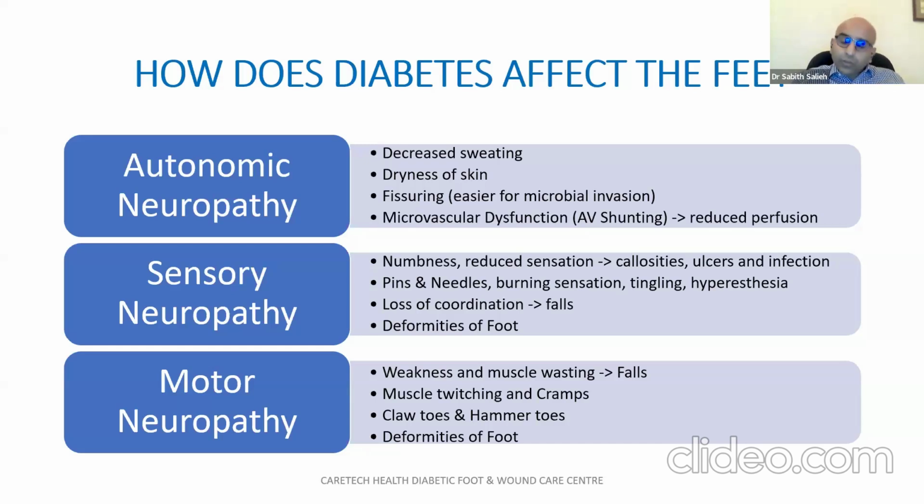And a lot of them also, we know that it affects your proprioception. They have a loss of coordination, high risk of falling, and it also contributes to deformities of your feet, right? The motor neuropathy component causes weakness and muscle wasting, right? So as a result, there is an imbalance in the structural anatomy of your foot, and as a result, you'd end up having toe deformities as well as foot deformities, and sometimes they complain of muscle twitching and cramps, right?